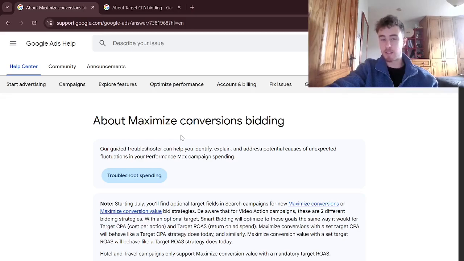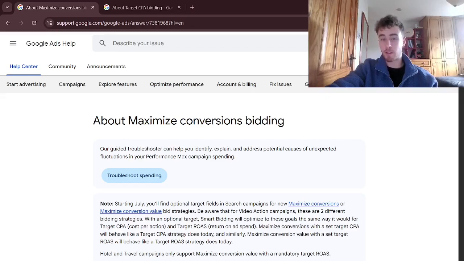And in a lot of cases, maximize conversions without a target CPA is the next best step after your manual or maximize clicks bidding. Now, what's worth pointing out about maximize conversions as well is that typically for any new campaigns that don't have any conversion data yet, you're just going to use maximize clicks or manual CPC to actually get that conversion data first.